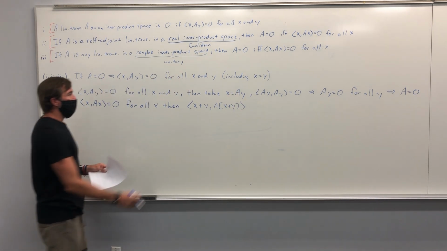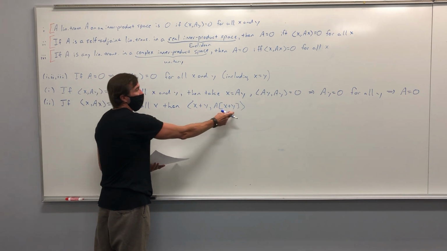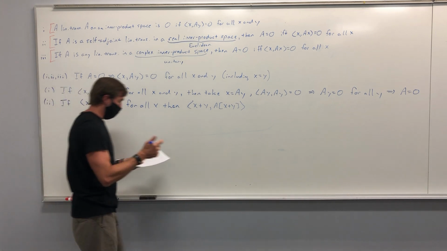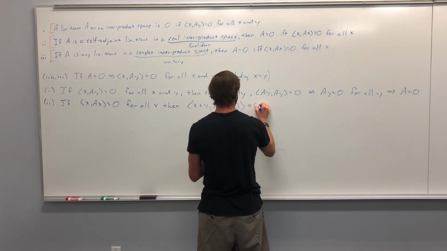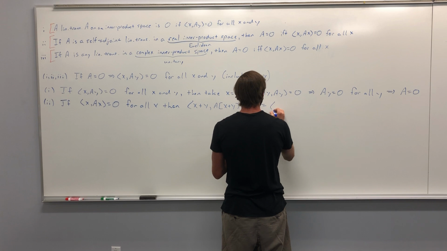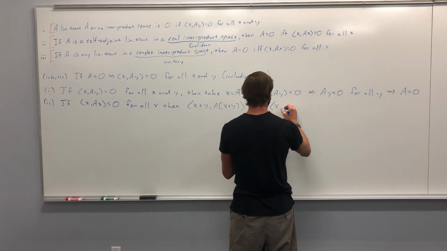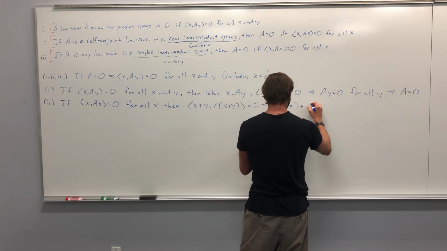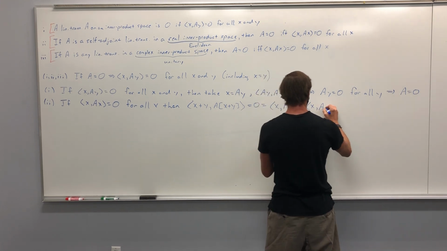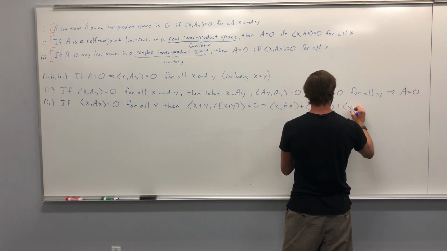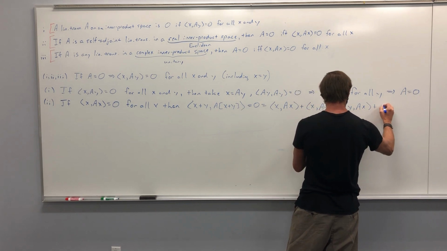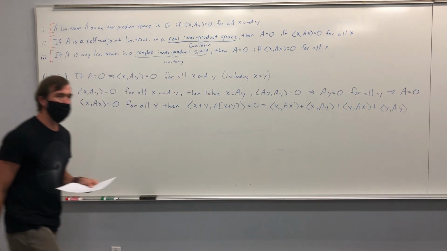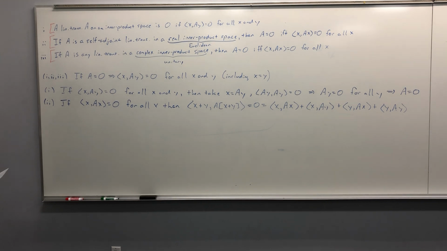Okay? X plus y is just a vector, and that's the same vector. So this is written of this form. But we can break it up because of the linearity of both the inner product and linear transformations. Okay? Everybody on board?